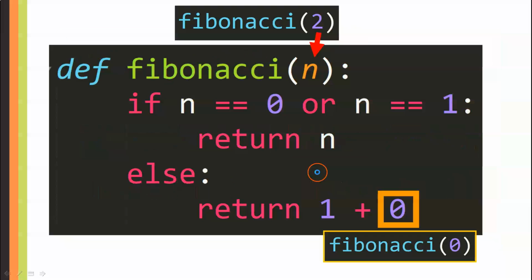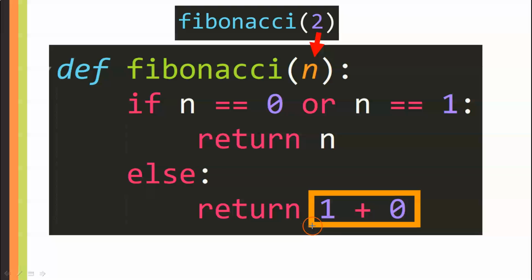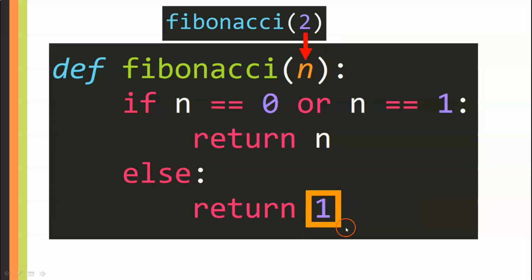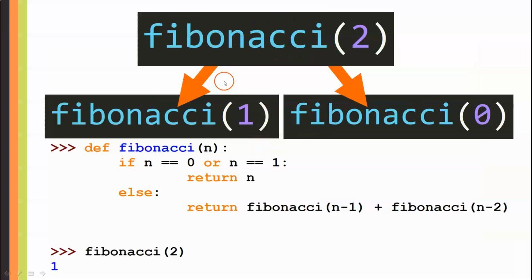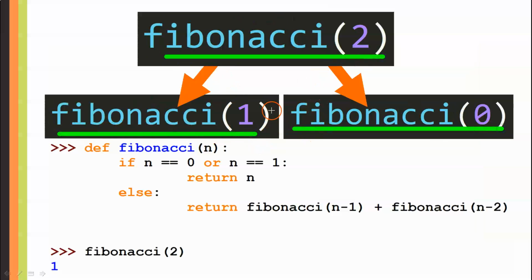Right here, we can combine them. And how can we do that? We replace 0 right here. We replace the value of the function call behind the scenes, and then we evaluate this expression before returning the value. 1 plus 0 is equal to 1. And that is the final value that is going to be returned for Fibonacci of 2. So now you understand how recursion works. Fibonacci of 2 has to call Fibonacci of 1 and Fibonacci of 0, and those values are combined to find the actual value of the main function call.